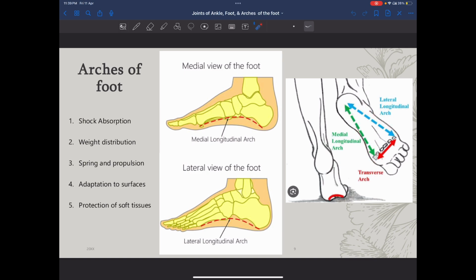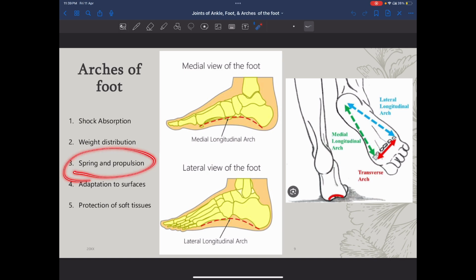First is shock absorption. They act like springs and they absorb the impact forces generated during walking, running, and jumping. Next is weight distribution, and this happens when the arches distribute the body weight across the foot and up to the lower limb, and they help to maintain balance and stability during standing or even movement.